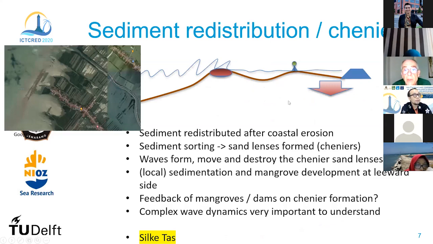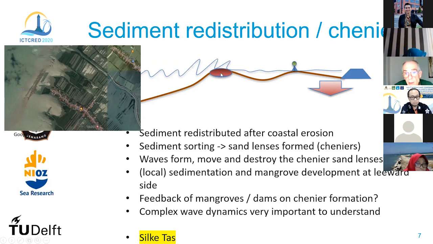Now, another thing we saw is that the coastal processes are quite complex. And one feature we saw appearing, and you will hear more about that in the talk by Silke Tas, are the so-called chenier, which are sand lances that appear probably as a result of redistribution of sediment after coastal erosion and sediment sorting, so that the sand is actually brought together into these chenier.